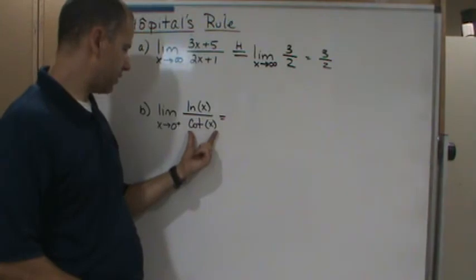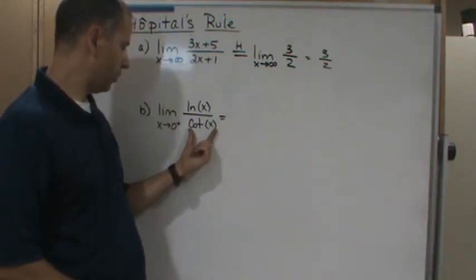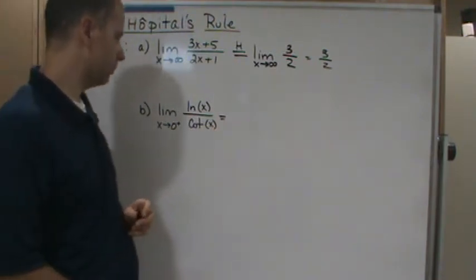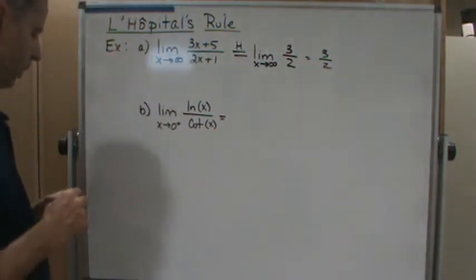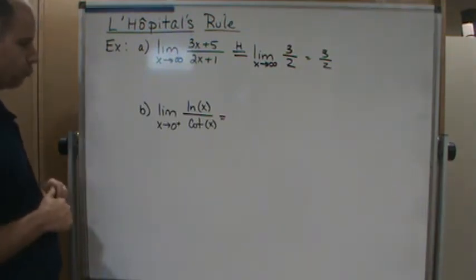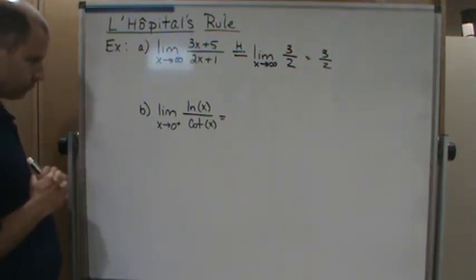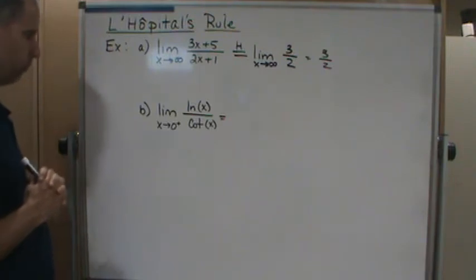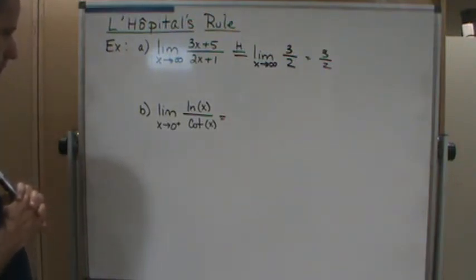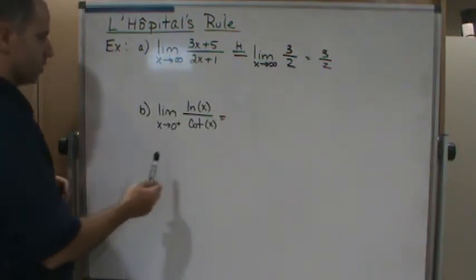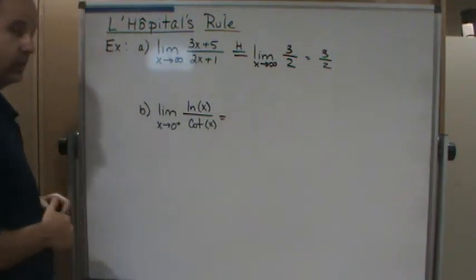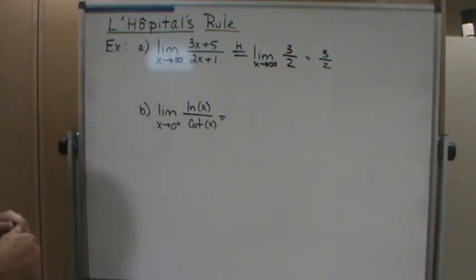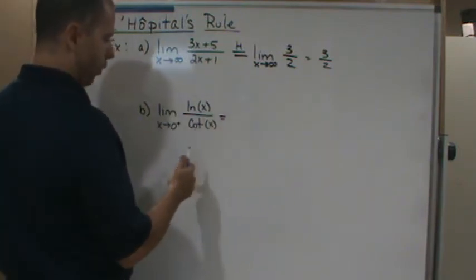Now, cotangent, as I go to 0 from the right, what's going on with this? This is also going to negative infinity. And so I get the indeterminate form.